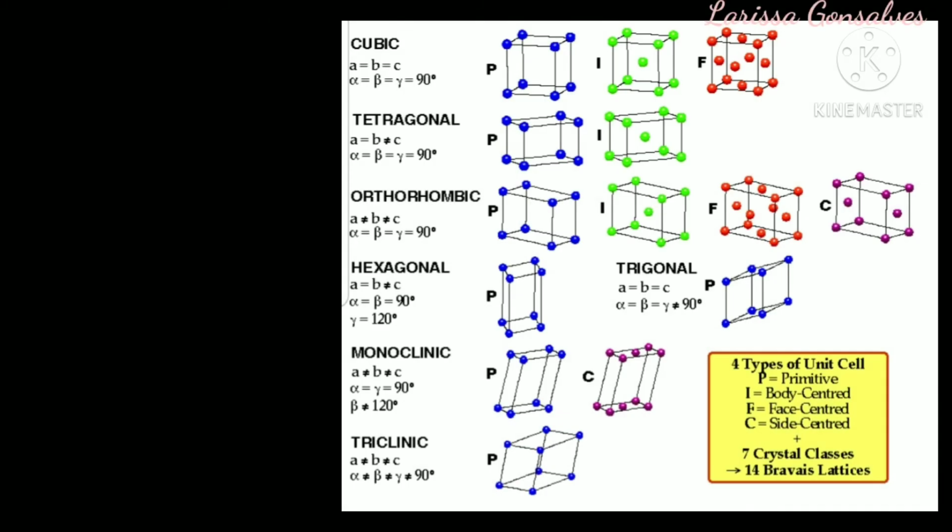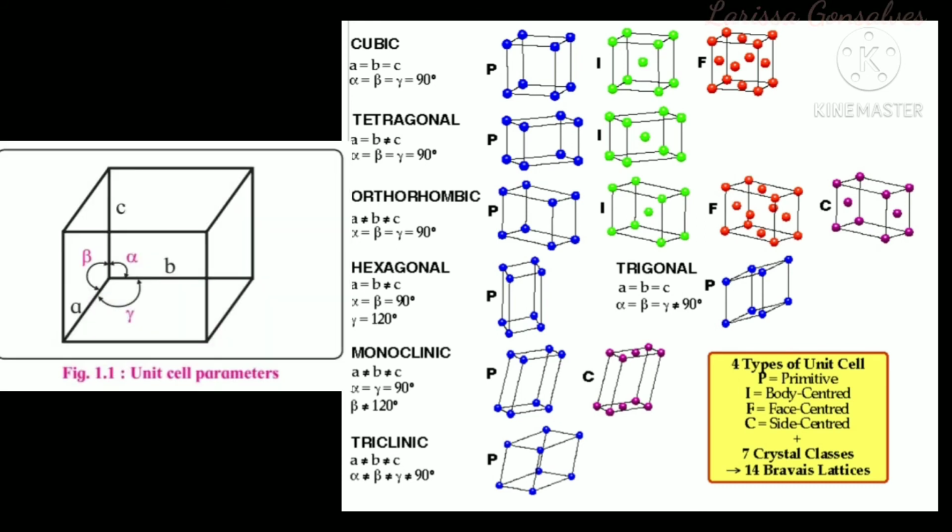By mathematical analysis, it was proved that only 14 types of different crystal lattices are possible. In a simple way, it means that there are 14 ways in which similar points can be arranged in three-dimensional order. These 14 crystal lattices, which describe the crystal structure, are called Bravais lattices. These 14 Bravais lattices are further divided into 7 crystal systems based upon the 3 axes, that is a, b and c, and also the angles that lie between them, that is alpha, beta and gamma.